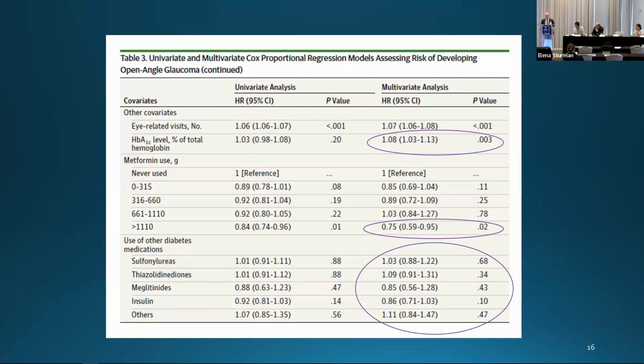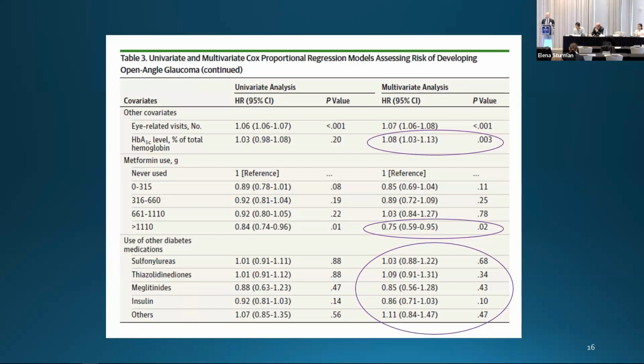After adjusting for all those other factors, these were kind of the key ones of interest. Here you can see for every 1 point increase in hemoglobin A1C, the hazard of glaucoma went up 8%. And then after we adjust for hemoglobin A1C, you can see the patients taking the highest quartile of metformin, which is 1,110 grams or more, had a 25% reduced hazard of developing open-angle glaucoma. The lower doses of metformin use were not statistically significant.